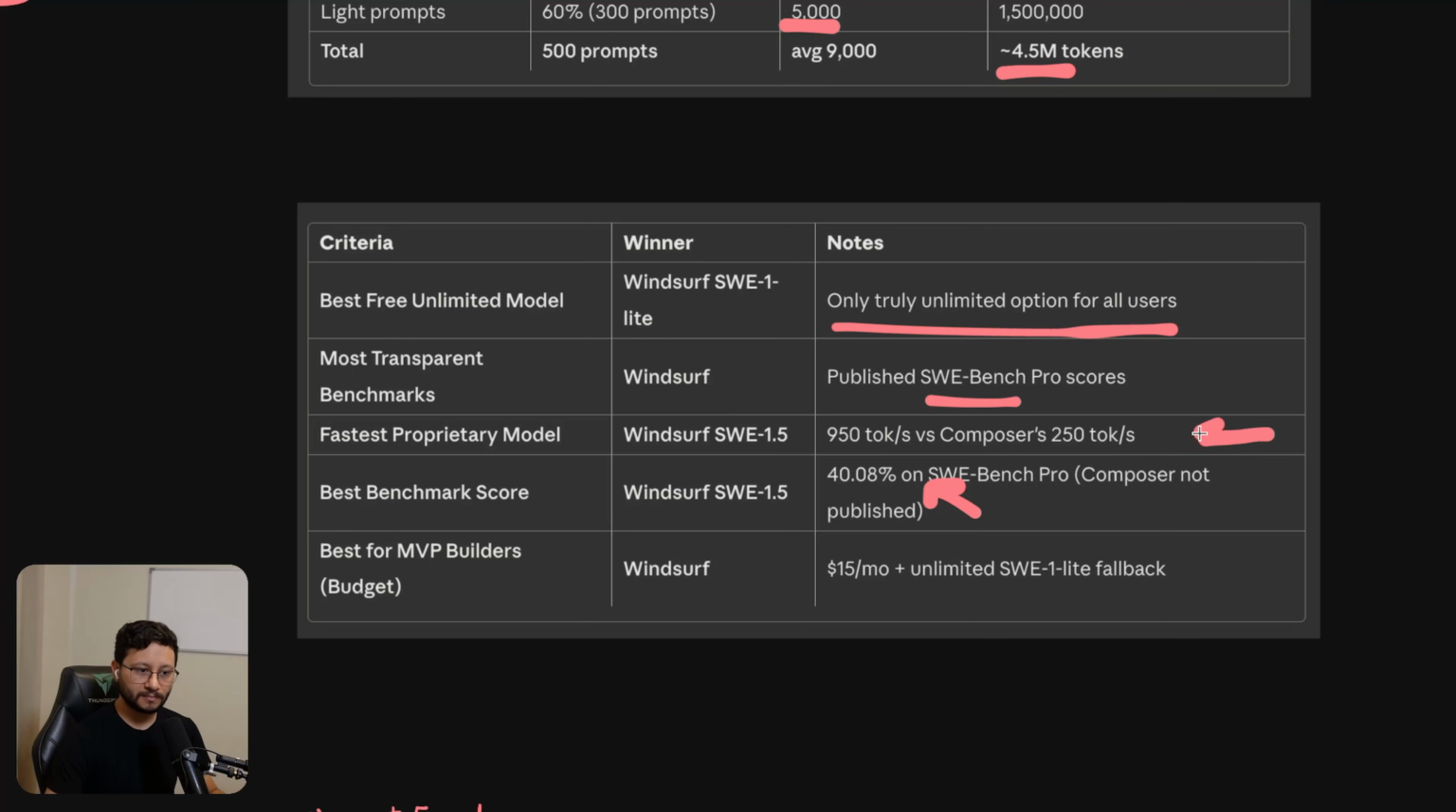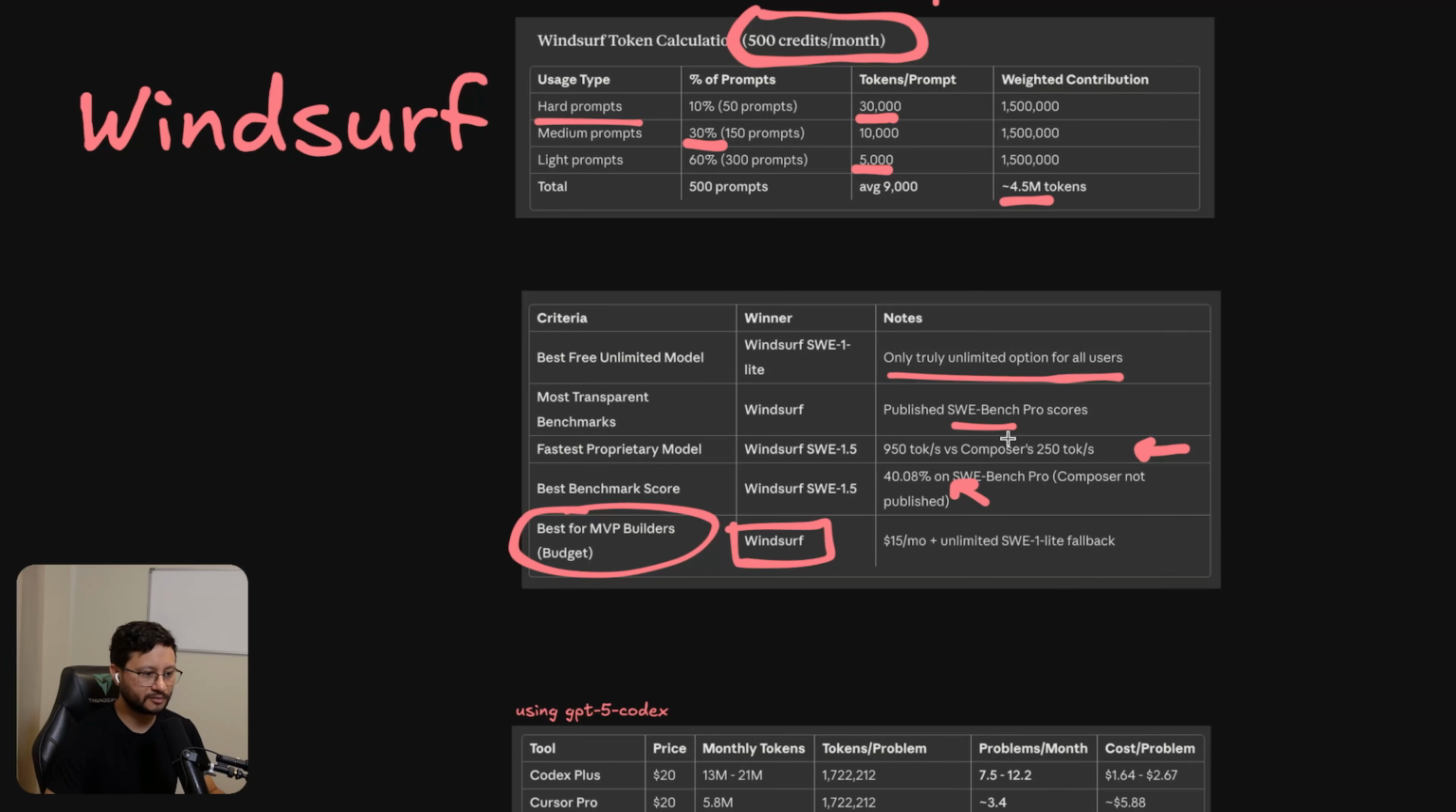It is much faster, so it processes 950 tokens per second against Composer that generates 250 tokens per second. So if you're aiming for building something and you're on a budget, just go with Windsurf. You're pretty much good going with it.